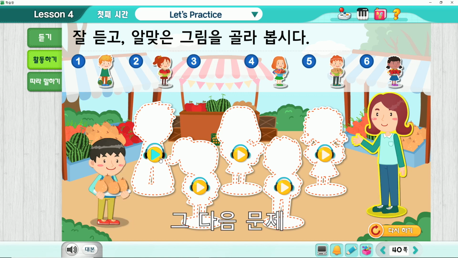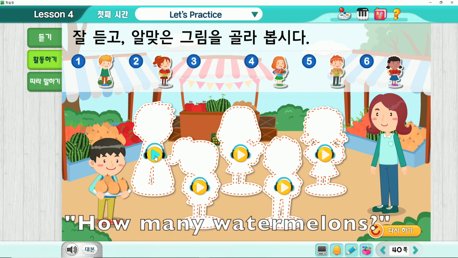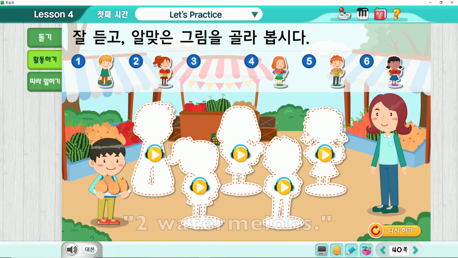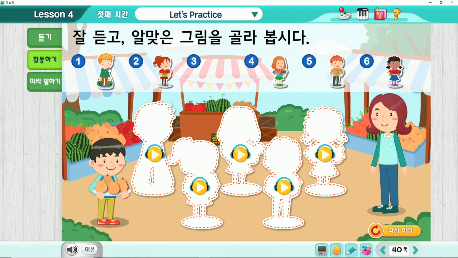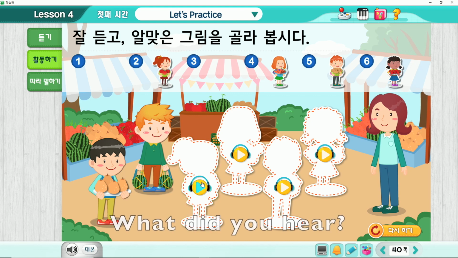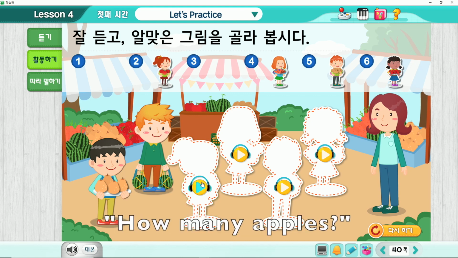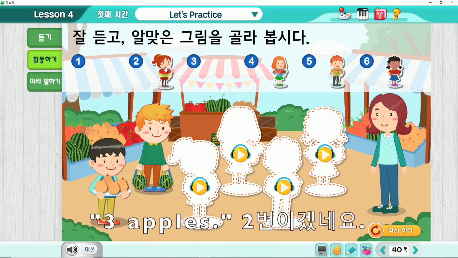Next we have, how many watermelons? 2 watermelons. What did you hear? Yes, how many watermelon? Alright, so 2 watermelon. I'm sure it's number 1. How many apples? 3 apples. What did you hear? Yes, how many apples? And 3 apples. So it's number 2.